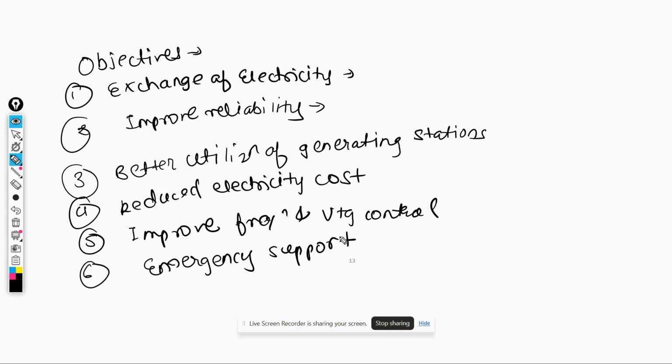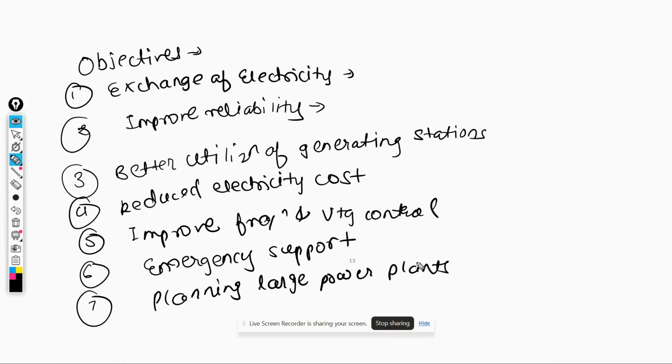Then the seventh objective is planning large power plants. So students, very large thermal and hydroelectric power plants generate a huge amount of electricity. One state alone may not require all this power. So regional grids make it possible to distribute electricity efficiently among several states.